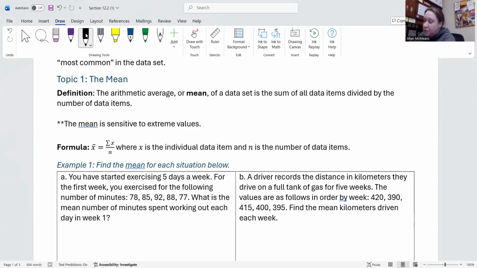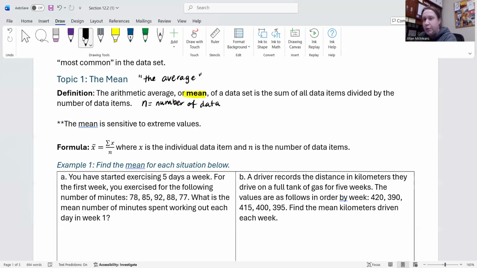Now, you might know the mean as the average. So they mean the same thing. If I say find the mean or find the average, same difference. As a definition, the mean of a data set is the sum of all data items divided by the number of items in your list. A lot of times we use n to equal the number of data items, so go ahead and get that in your head. We're going to use n a lot.